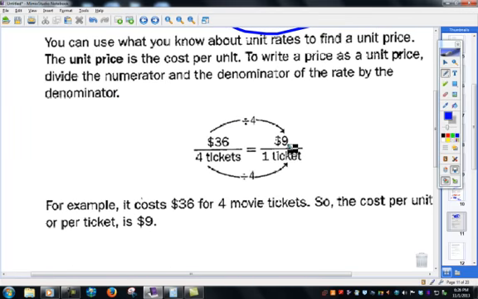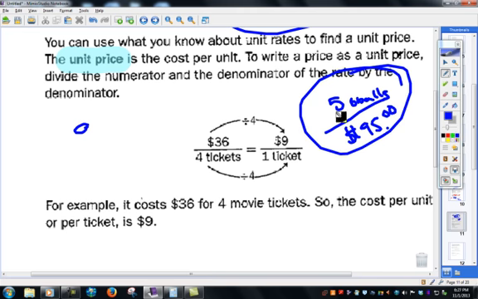You can use what you know about unit rates to find the unit price. The unit price is cost per unit. That's what we've been doing. Unit price is just like unit rate. It's how much one costs, essentially, which is what we've been doing on review sheets since day one. What was that one we had? 5 basketballs cost $95 or whatever it was. Find the unit rate, find the unit price. That means you want to figure out how much one basketball costs.